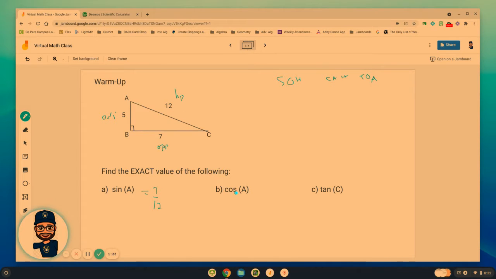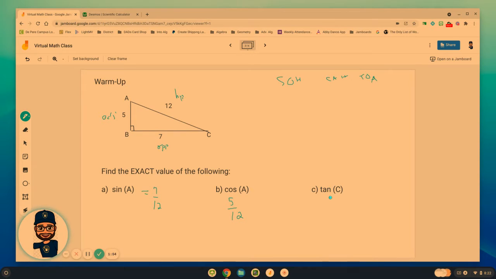Where cosine of A, right? I'm still sitting here at A, so I can leave these all the same, but cosine is CAH, C-A-H, or the adjacent side, which is 5, over the hypotenuse, which is 12.